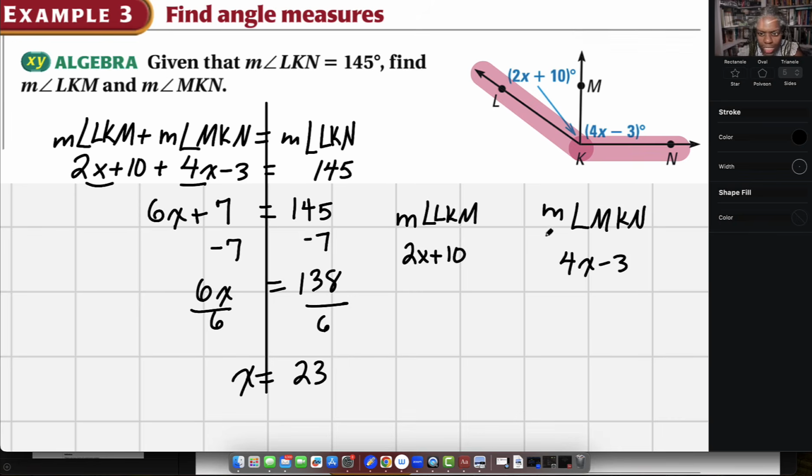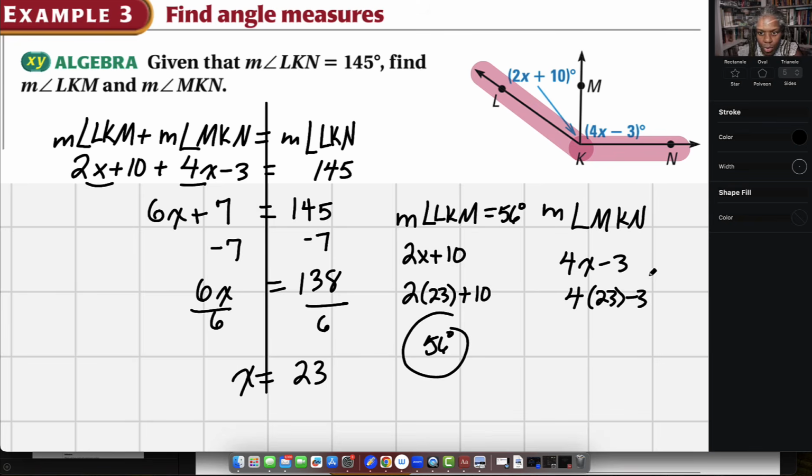So I know these measures were given. I'm going to now substitute in 23 for the x in place of the values inside the measure. So I'm just doing both of them at the same time. When I calculate this, 2 times 23 is going to give me 46. When I add 10 to 46, I get 56 degrees. So the measure of this first angle is 56 degrees.